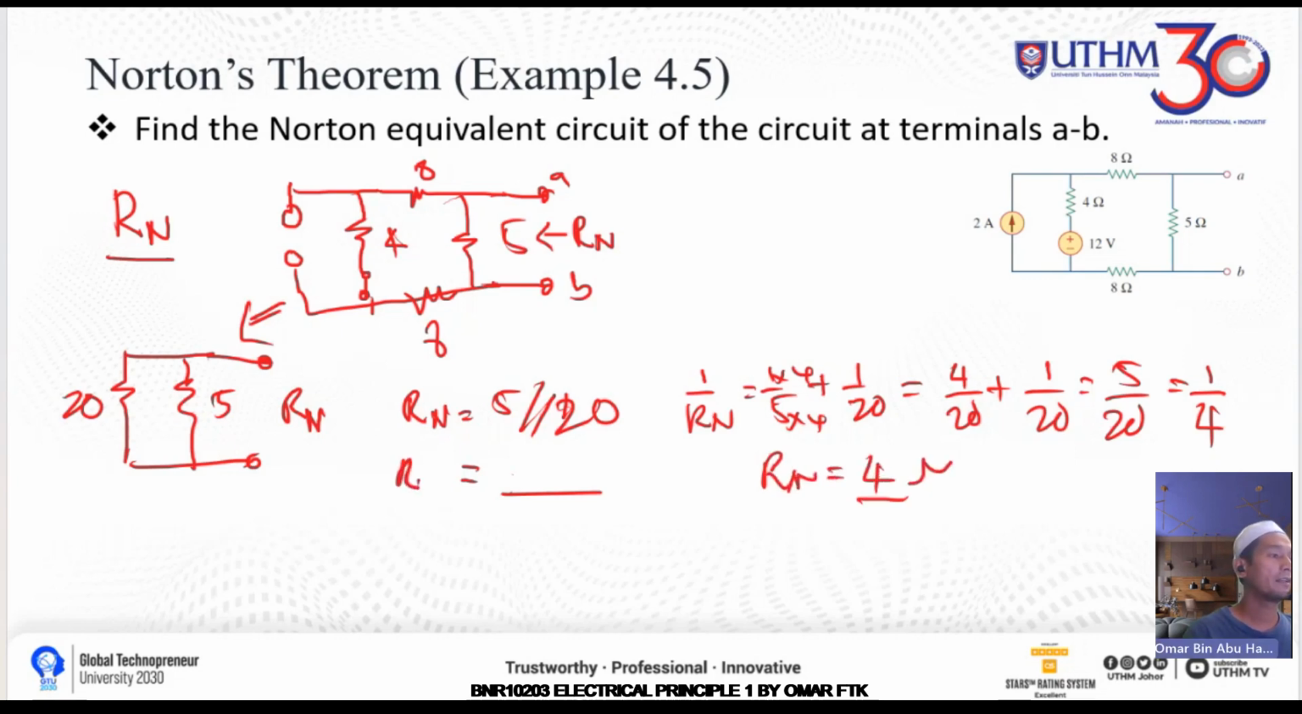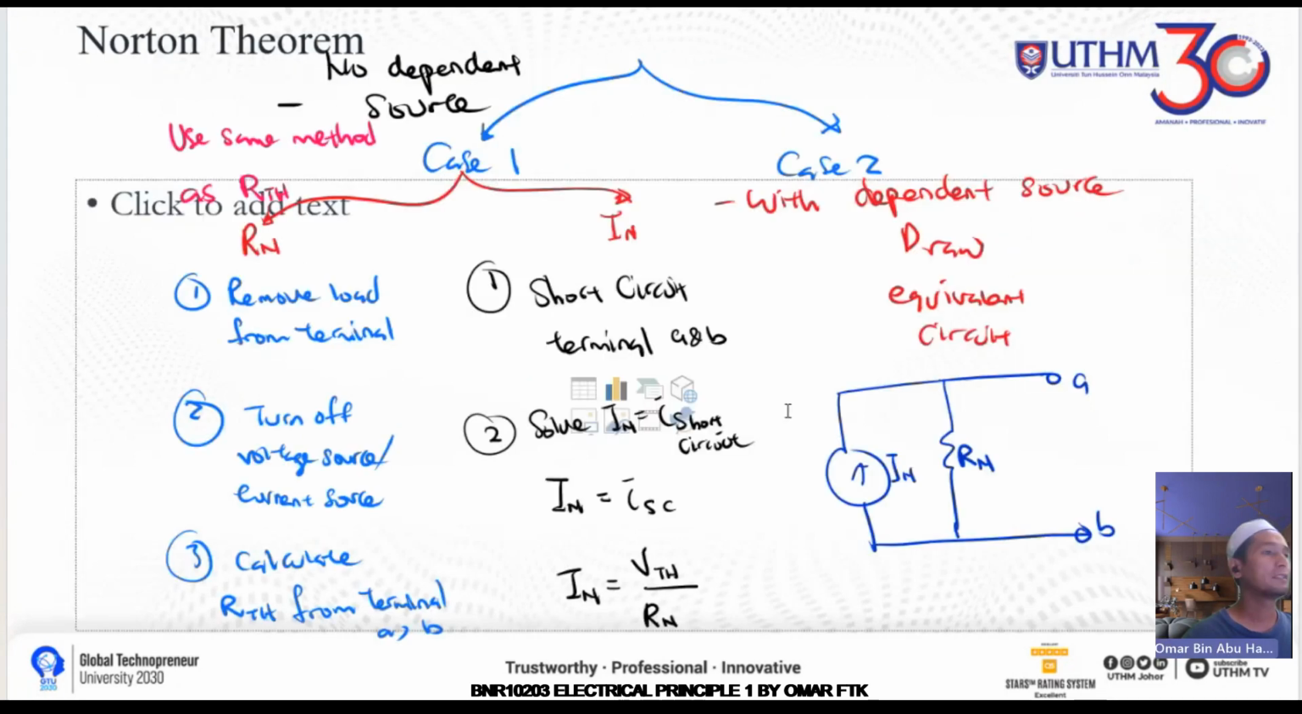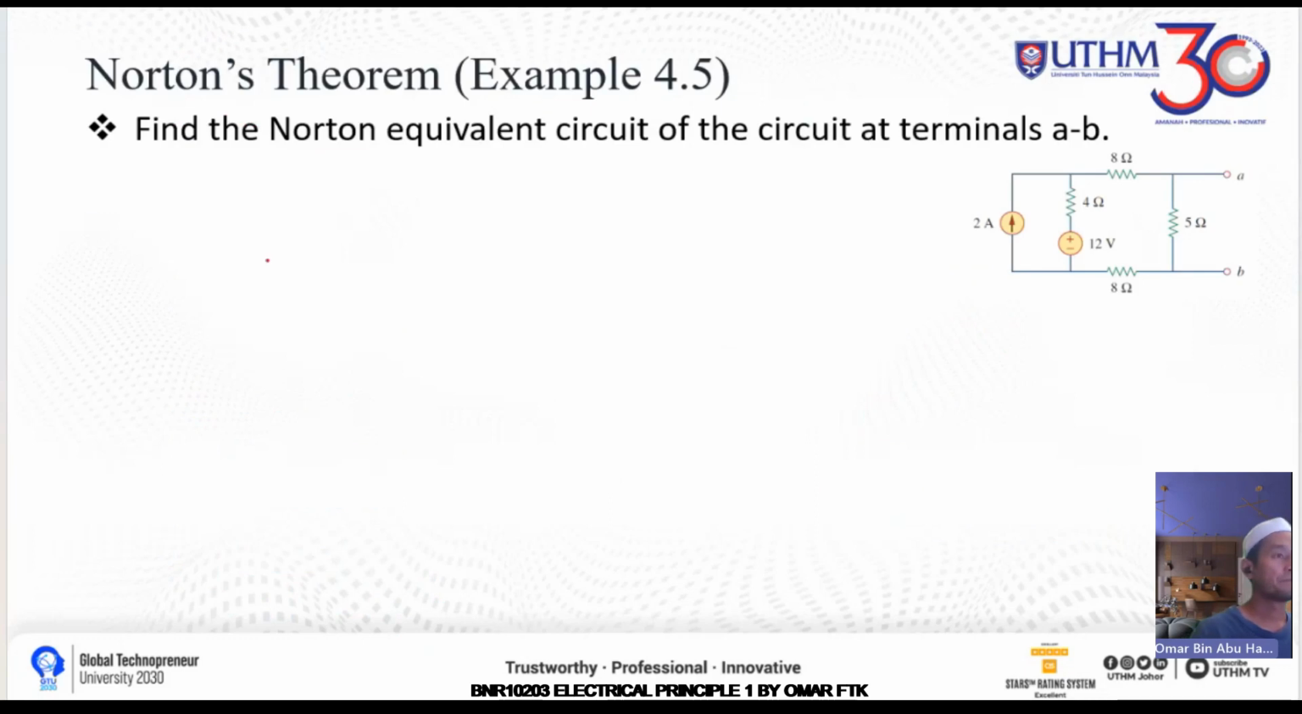So Rn is 4 ohm. Okay, that's for Rn. Then you need to determine the In. In order to determine the In, you have to use this method: short circuit terminals AB, and then solve. I short circuit will be equal to In. So you have to redraw your circuit again. It will be like this.